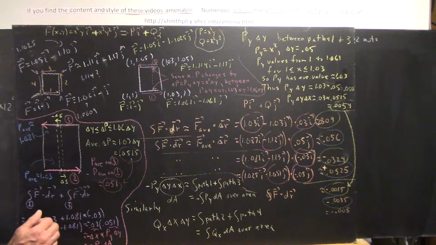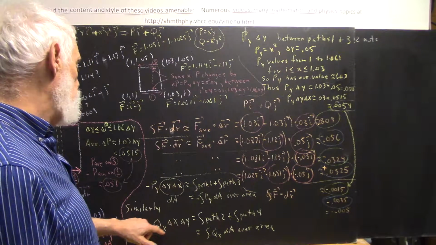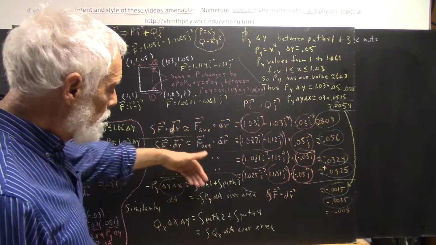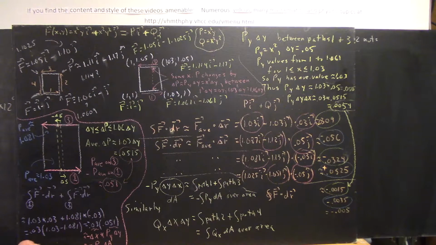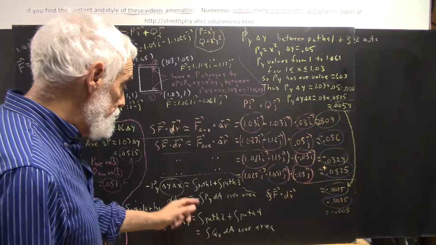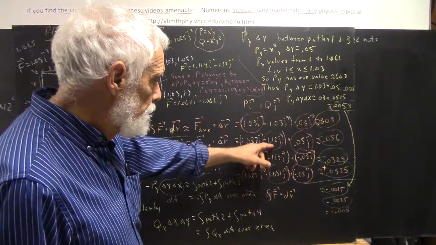Now, a similar argument for the q shows that qx delta x delta y is what's equal to the integral of path 2 plus path 4. The reason why this is positive and this is negative: well, we've seen why this one is negative. If you reason it out over the two vertical paths, you'll see why it's positive. We just do the same argument. We look at this and this.